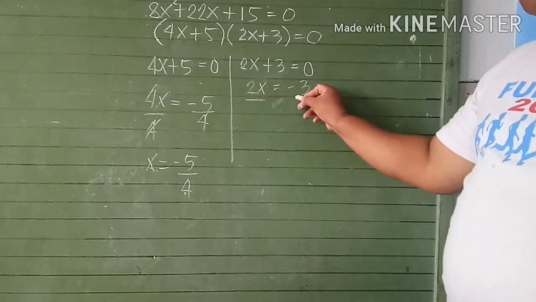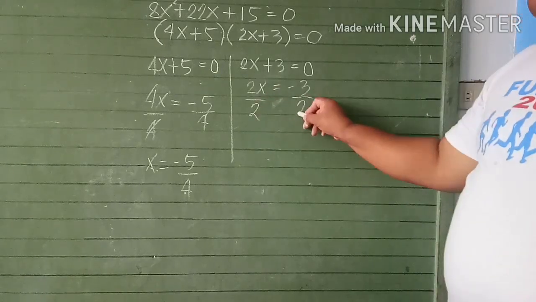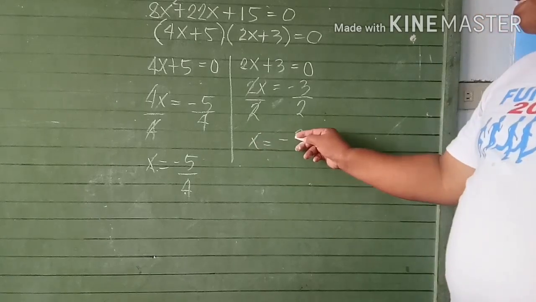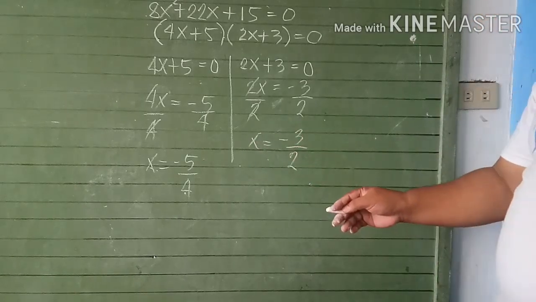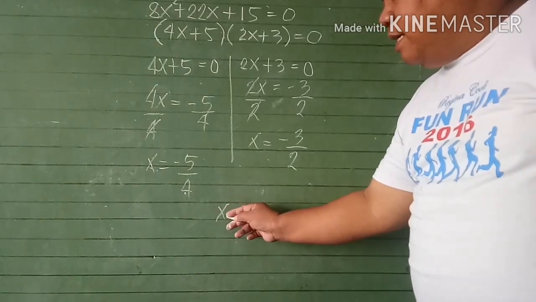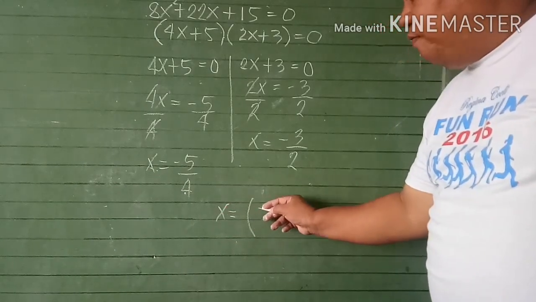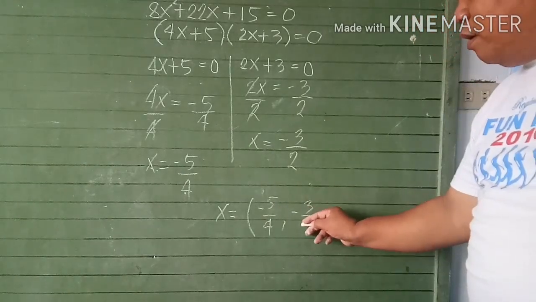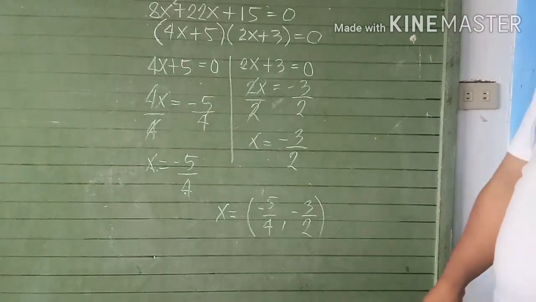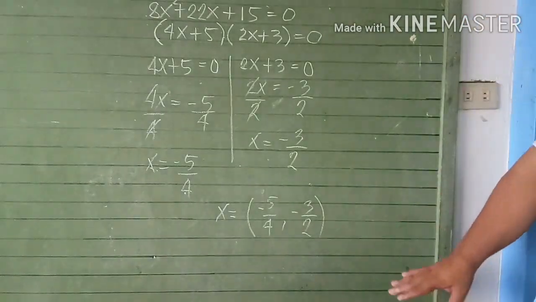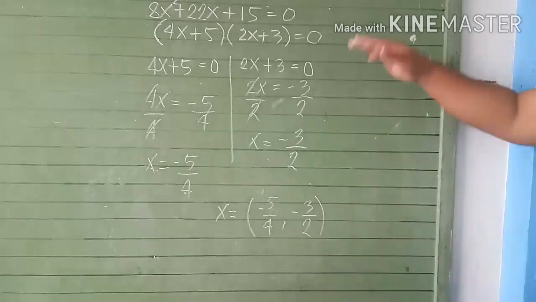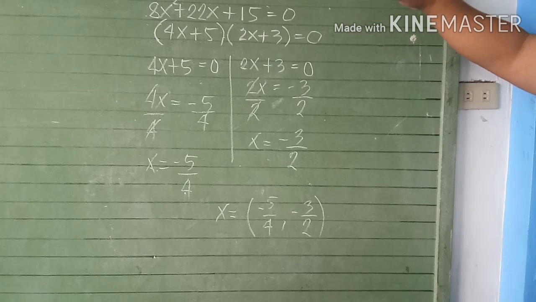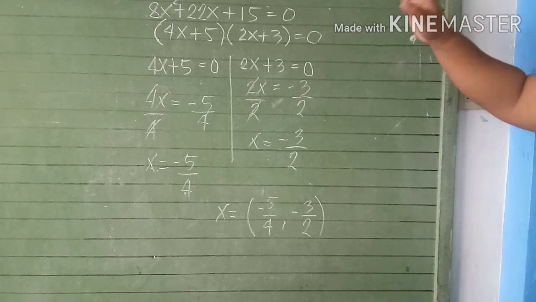And divide both sides by 2 to isolate x on this side. So cancel this 2. So x equals negative 3 over 2. So therefore, the values of x are negative 5 over 4 and negative 3 over 2. Again, it satisfies the conditions wherein the two roots are negative, the binomials both contain positive signs, and all terms are positive.